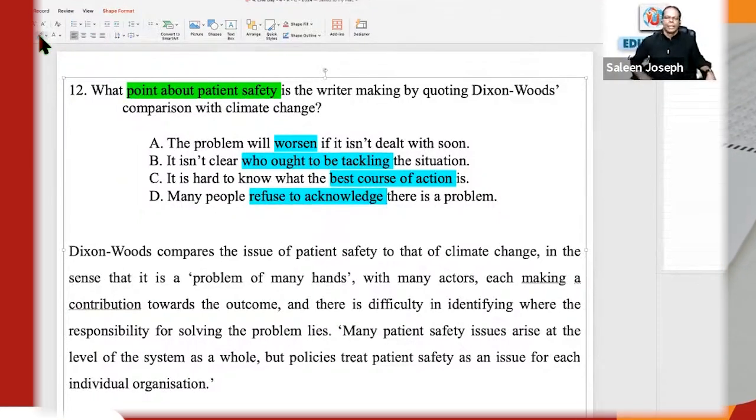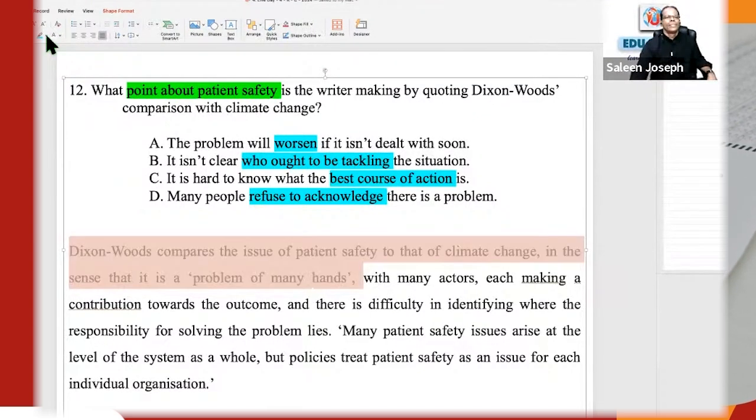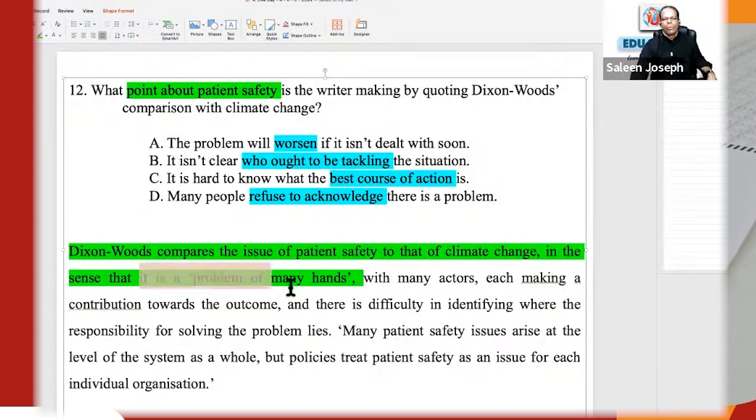Let's see what the paragraph says. Dixon Woods compares the issue of patient safety to that of climate change in the sense that it is a problem of many hands. This is the topic sentence, the main sentence. That it is a problem of many hands is the controlling idea. So do you have any option? Problem of many hands. So many people are there.